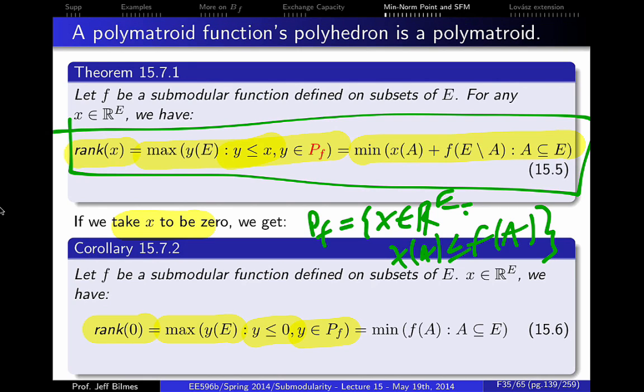So notice this is no longer necessarily a polytope. It's a polyhedron, and it does not necessarily live in the positive orthant. But remember that it's essentially equivalent to a shifted polytope, because we can take any submodular function and represent it as a polymatroid function minus a modular function.